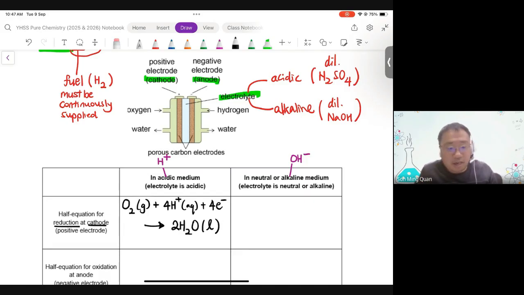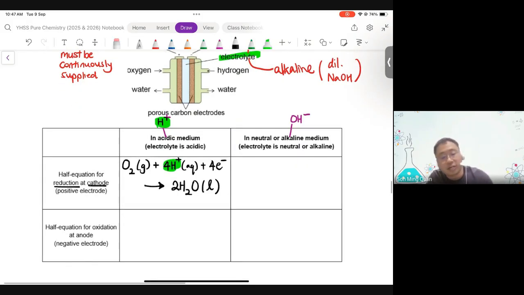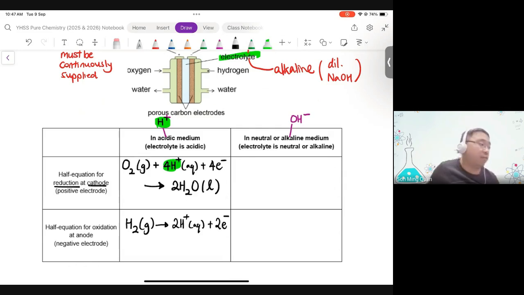In acidic medium, there is H plus. Because there is H plus, your half equation can have H plus. Again, you must memorize this half equation. How about oxidation at the anode? H2 gas is oxidized to form H plus by losing 2 electrons. So this is acidic medium.